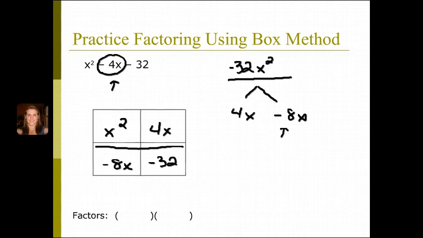Our greatest common factor on the top row is an x. The bottom row is a negative 8. Remember, since it's touching a negative box, your factor has to be negative. The top column is x, and your second column is 4. So our factors are x plus 4 and x minus 8.